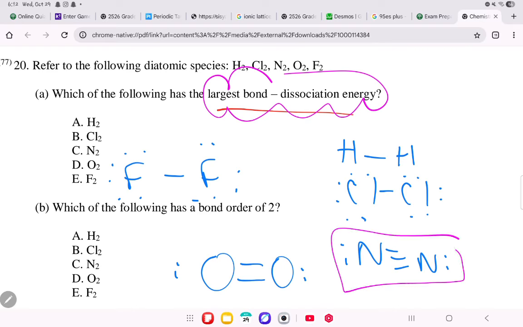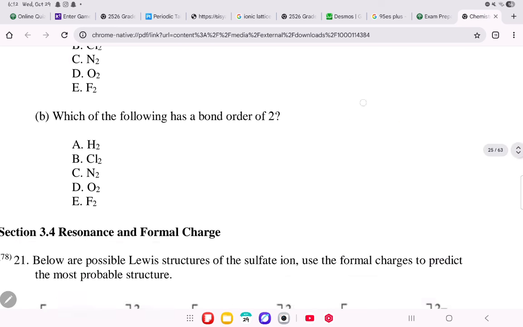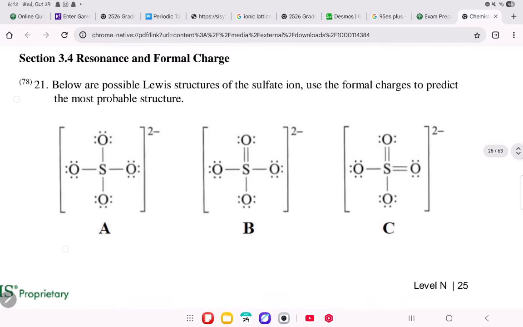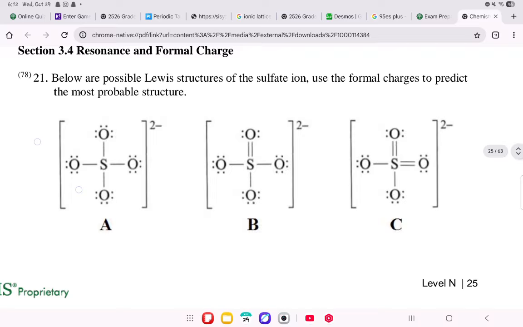Now, which of the following has a bond order of 2? The only correct option would be O2, so the correct answer is D. Finally, we reached the resonance and formal charges. Below are possible Lewis structures of the sulfate ion. Use the formal charges to predict the most probable structure.